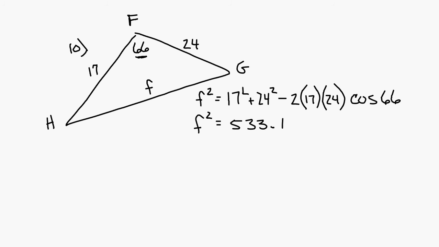In order to find f, you would find the square root of each side. So push the button on your calculator that has the square root symbol on it. So 23.08. Round your answer to the nearest whole number. So f is equal to 23.